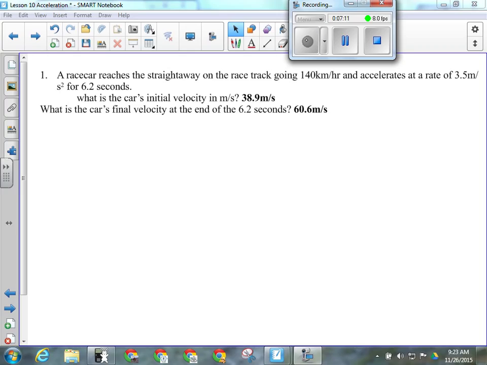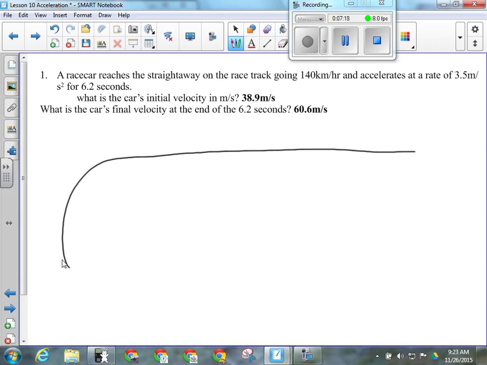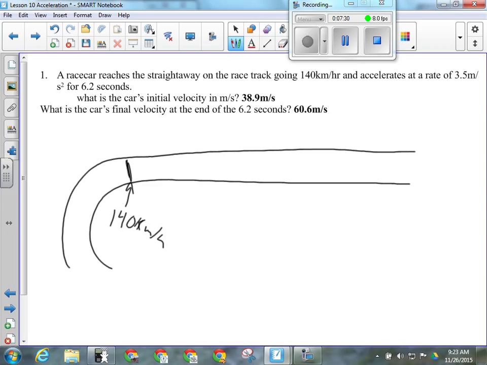One other thing, the context of this question sometimes confuses people. So this car is coming out of a corner and onto the straightaway. So the car is right here, and at this point, it is moving at 140 kilometers per hour. Then it accelerates. So in other words, the 140 kilometers per hour is vi.